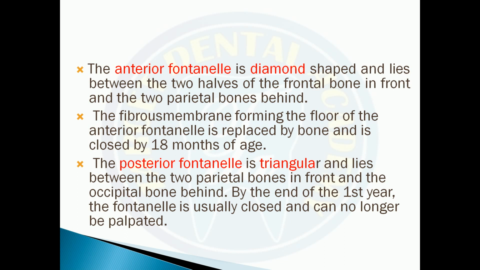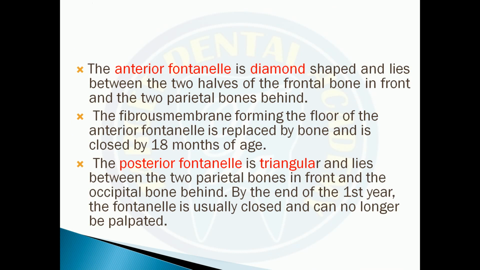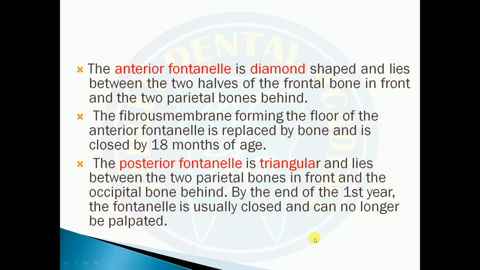The anterior fontanelle is diamond shaped. This is your anterior fontanelle. It lies between the two halves of the parietal bone and the frontal bone. The fibromembranous tissue forming the floor of the anterior fontanelle is replaced by bone and is closed by 18 months of age. Very important from your exam point of view.